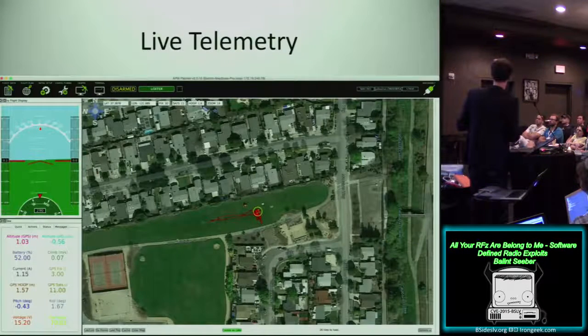But the cool thing is that it also has a downlink, so if you run this software on your laptop, it'll plot where your drone is and tell you stats about it. You can see in the bottom left-hand corner.